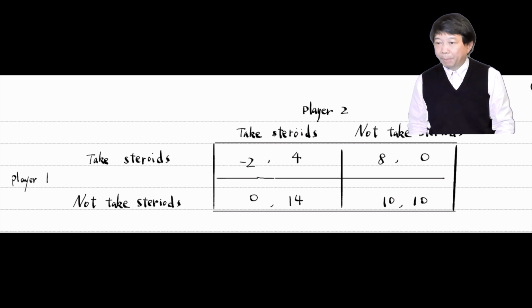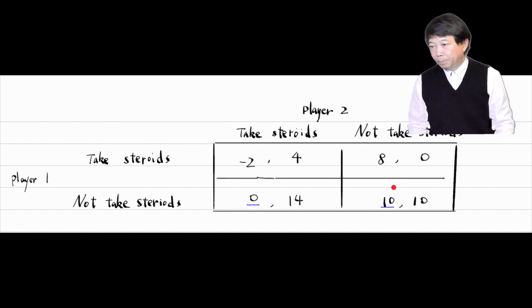As usual, we use the best response approach to find the pure strategy Nash equilibrium. We consider player 1's best response. Given that player 2 chooses to take steroids, player 1 gets -2 if he takes steroids, but 0 if not. His best response is not to take steroids. We underline his payoff 0. Given that player 2 does not take steroids, player 1's best response is also not to take steroids because it brings a higher payoff. We underline his payoff of 10.